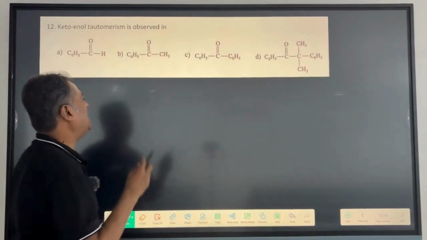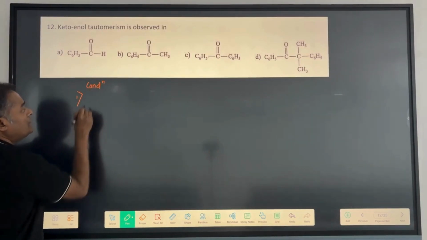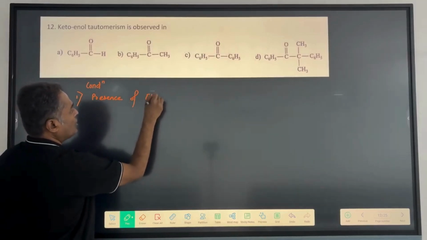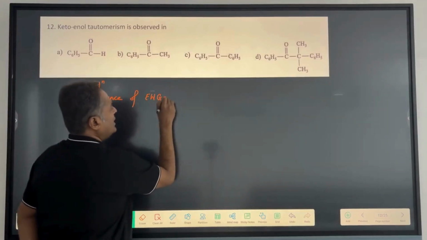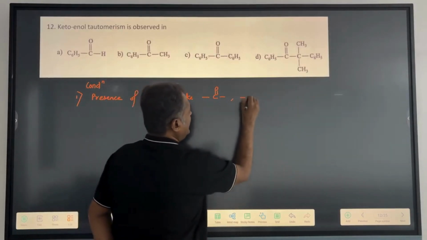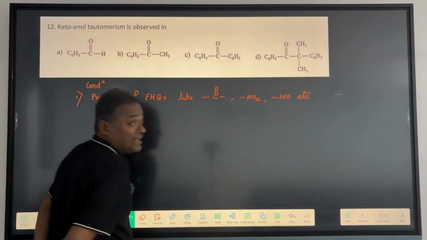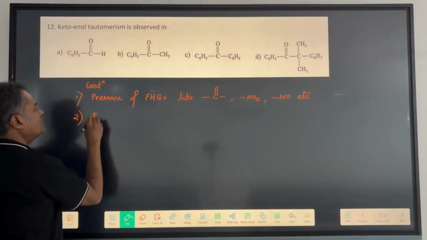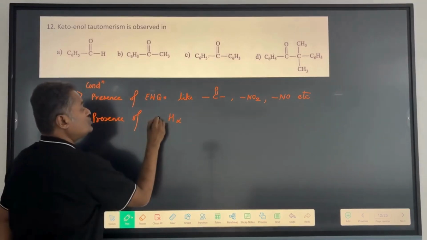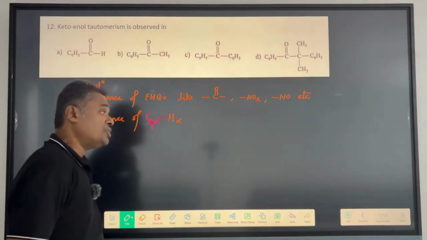And which are those 2 eligibility conditions? The first condition: presence of electron withdrawing groups, like we have seen carbonyl group, nitro group, even nitroso group is also possible, etc. And the second condition was more important: presence of alpha H, which should be attached to sp3 carbon, then your tautomerism is possible.